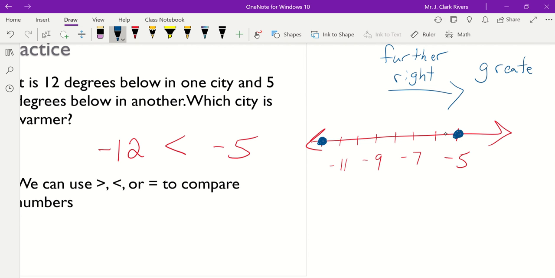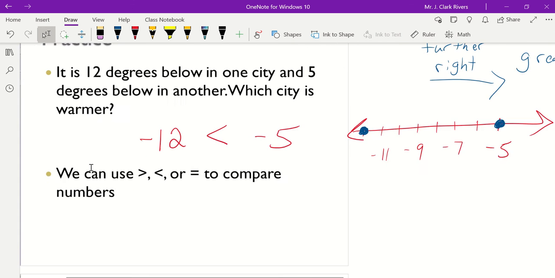Because then it's closer to positive numbers. But it works for positive numbers too, right? If you have positive numbers, like if you have 100 and you're comparing that to 89, 100 is greater than 89, and on the number line it would be further to the right. So numbers further to the right are greater, numbers further left would be less than. Okay, questions on that? Okay, so if you're ever in doubt, you can always plot these on a number line.